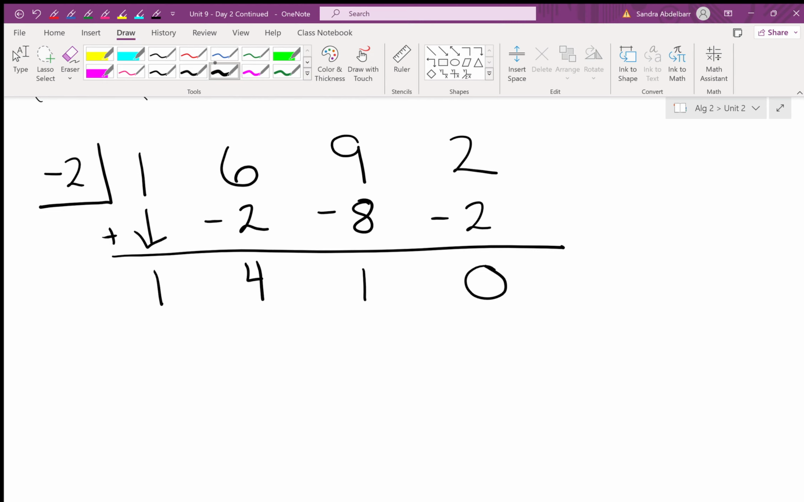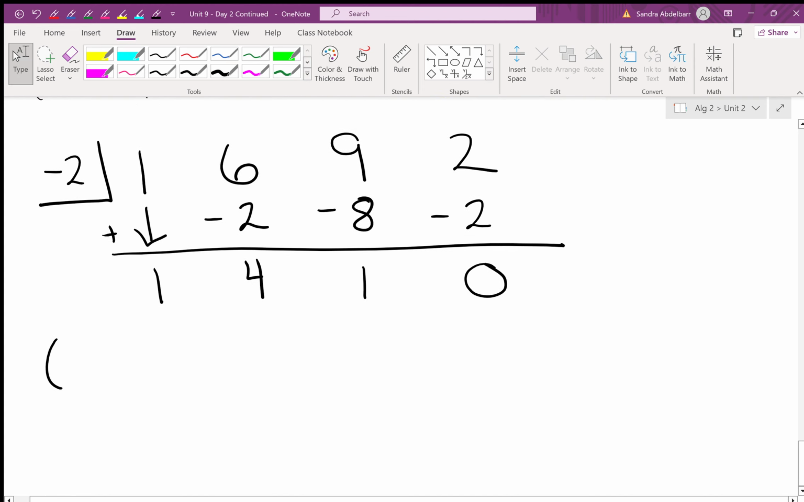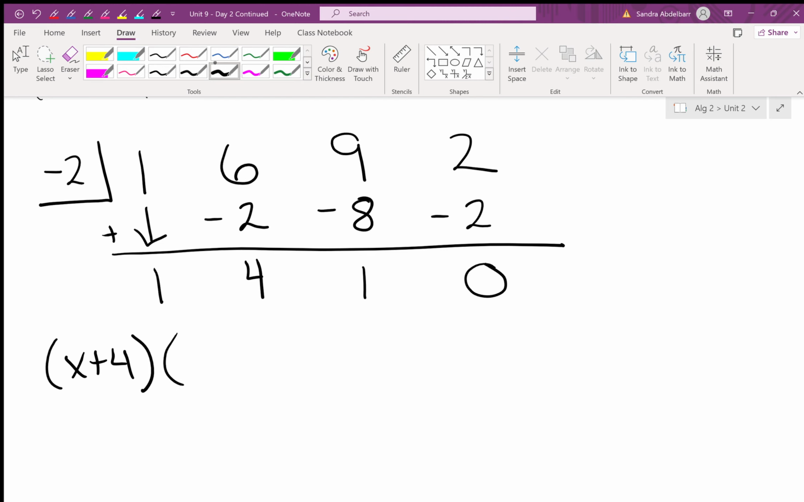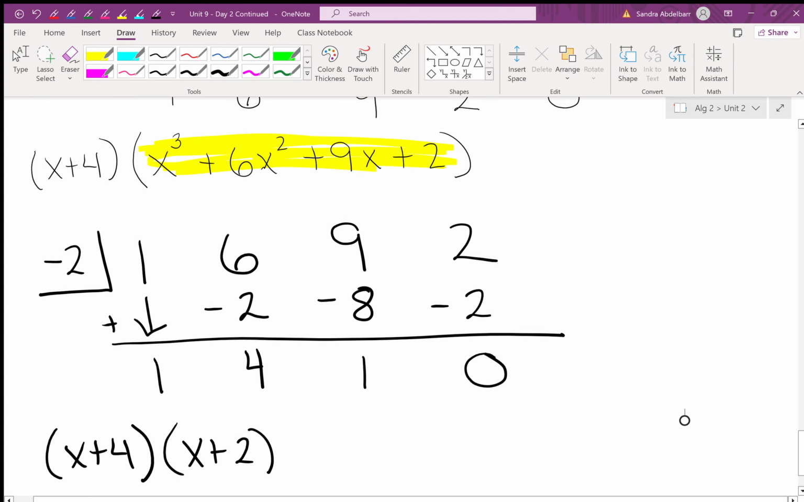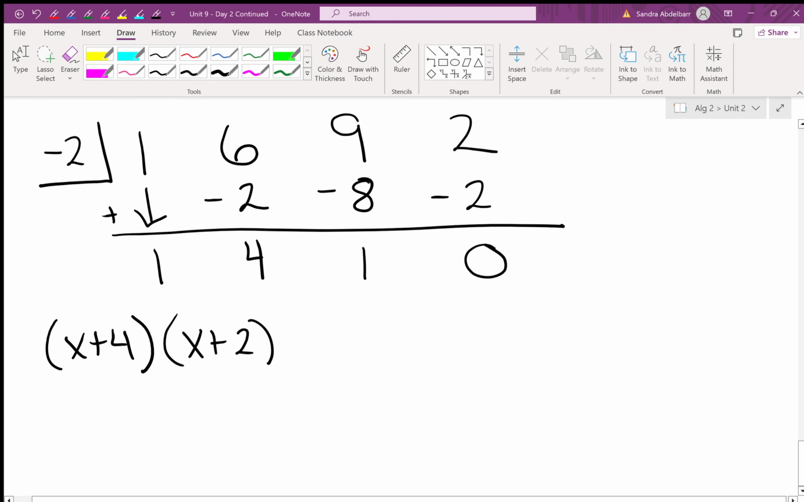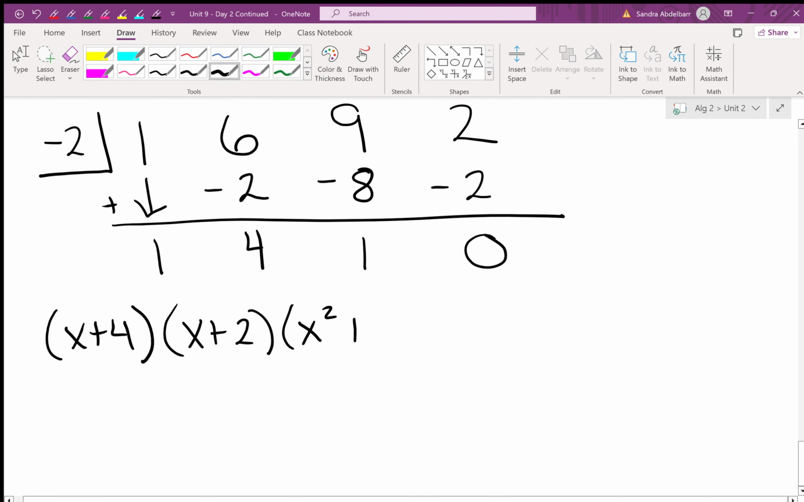What was the first factor we had? X plus 4. Now this next one, this is a root of -2. So if the root is -2, what's the factor? X plus 2. And now this one, now we had started at a degree of 3, so now we're at a degree of 2. So this is x squared plus 4x plus 1. All right. I cannot factor this. There are no factors of 1 that add to 4, but I am down to a degree of 2. So what can I use now?